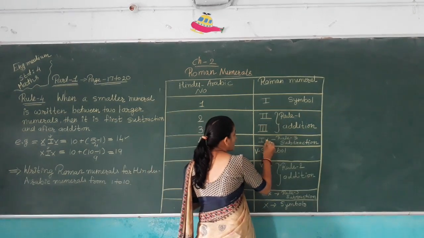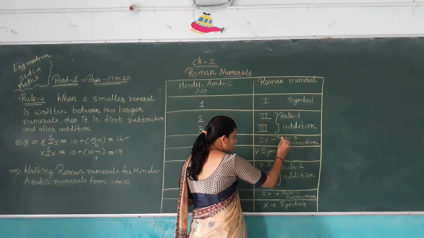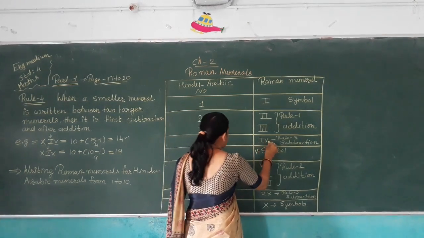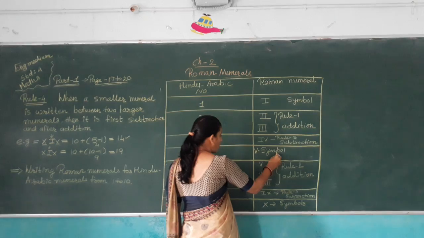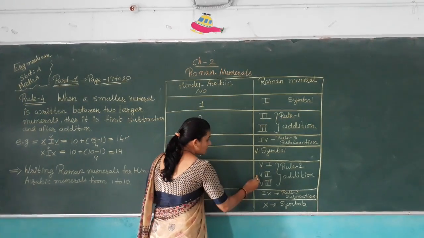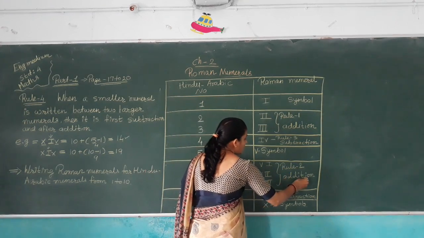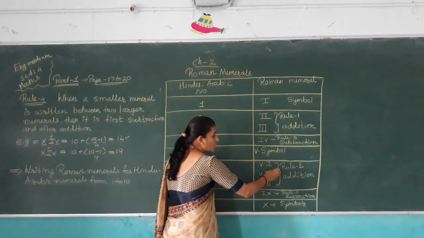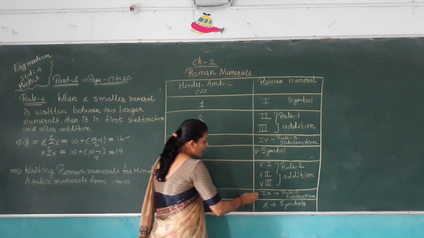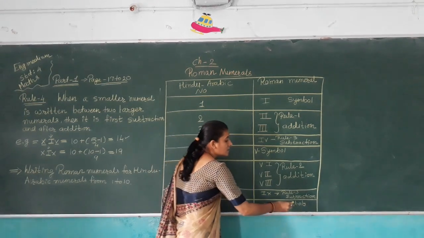4: IV. Here a smaller letter is before a larger letter, so rule number 3, subtraction. 4 for IV. 5 is a symbol. 6 is VI, 7 is VII, 8 is VIII, based on rule 2, addition. Now 9 is IX, rule 3, subtraction. 10 is the symbol X.